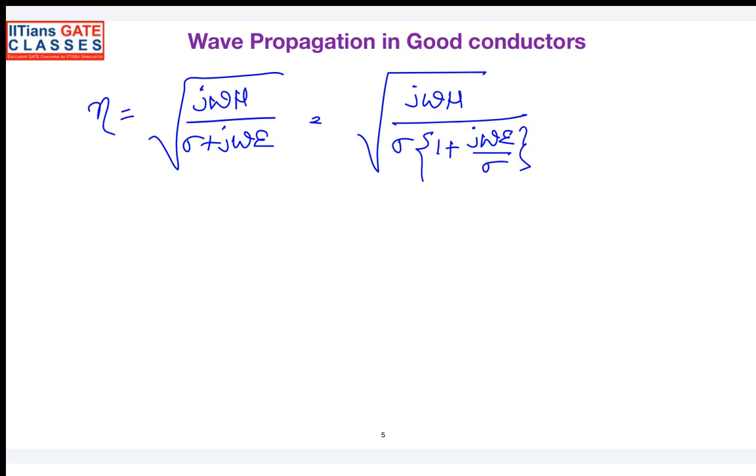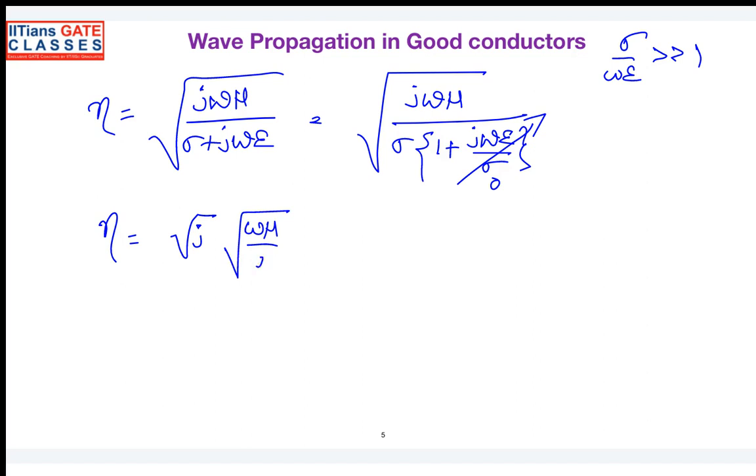So what will happen here? As the loss tangent is much higher than 1, the second term is going to be 0. So you are going to have root j into root over omega mu by sigma. Again the same thing, root j can be replaced by 1 plus j by root 2 into root over omega mu by sigma.